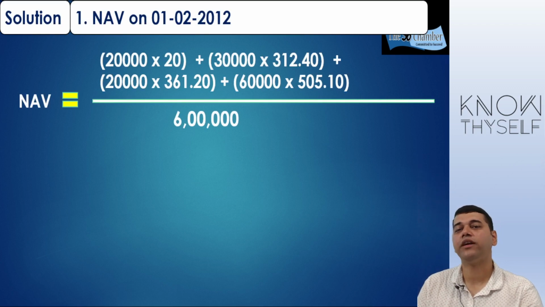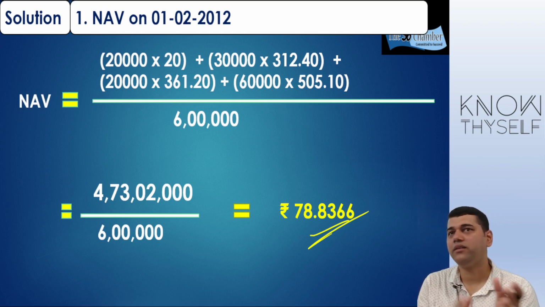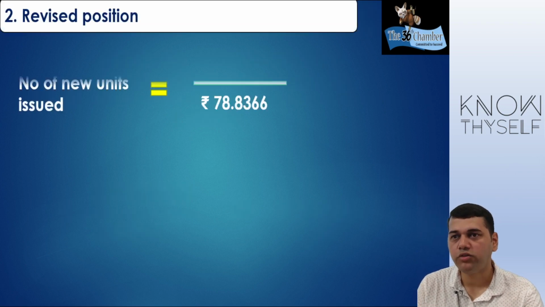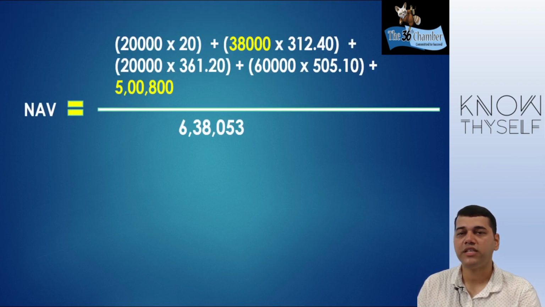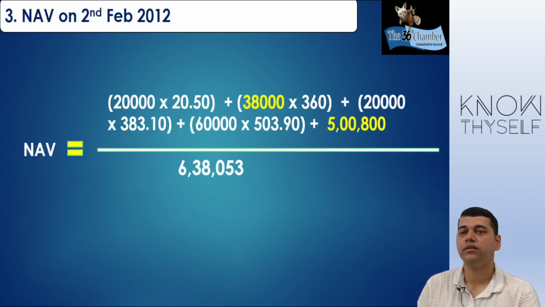So, your NAV value we can work out like this also. See, with one shot, what is your NAV value? NAV value is 78.83. You don't write the number of shares value, or you can write value of the shares divided by number of units. One shot you can get the answer. No format required. Then, what is your revised position? New units you are going to issue: 38,053 units for the 30 lakh investment. So, revised value will be the 38 lakhs you are adding here plus 5 lakh cash in hand. So you get 78.8366, same.